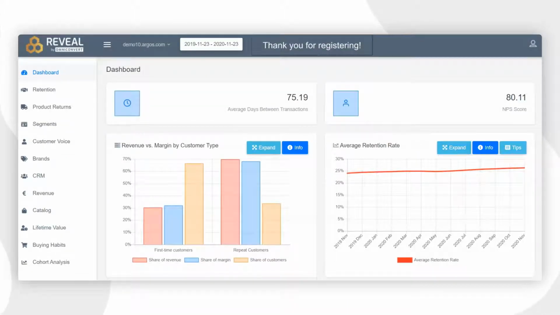I will take you on a short onboarding session to give you a glimpse of what Customer Insights Reveal can provide you with. If you want a live product tour, just let us know so that we can organize one at your convenience. Let's get started.